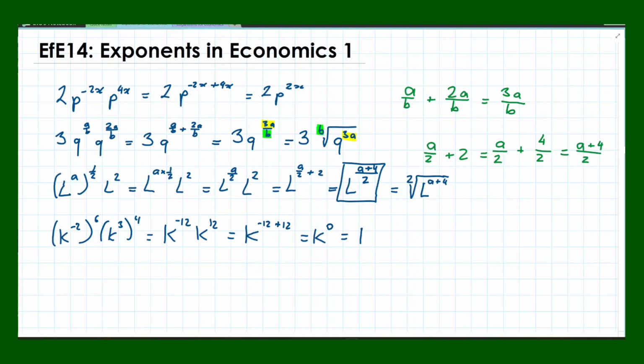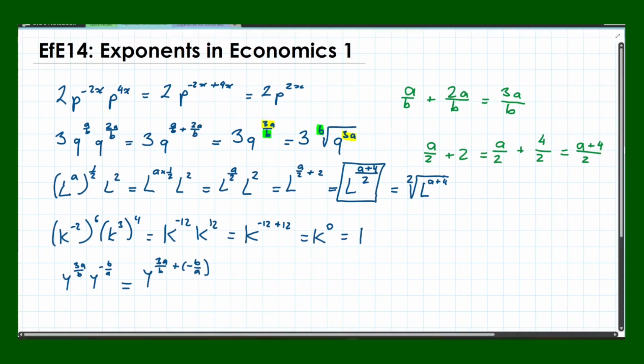Now let's look at the last example for the video. Y to the 3a over b multiplied by y to the minus b over a. Right, so what can I do here? Well, I've got the same bases, y in both terms, so all I need to do now is add the two exponents, the 3a over b plus the negative b over a together.